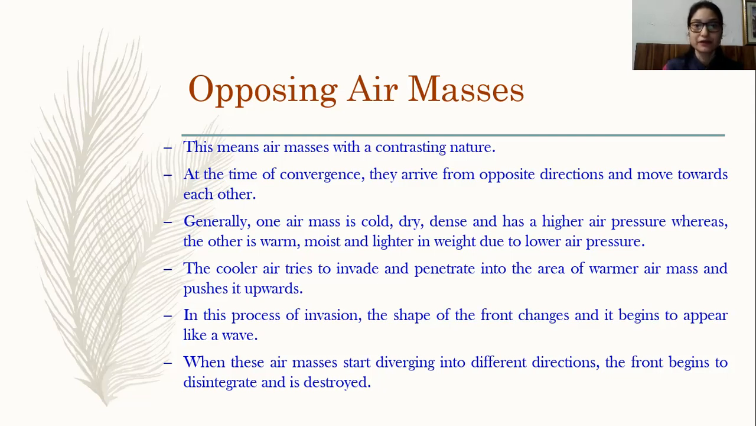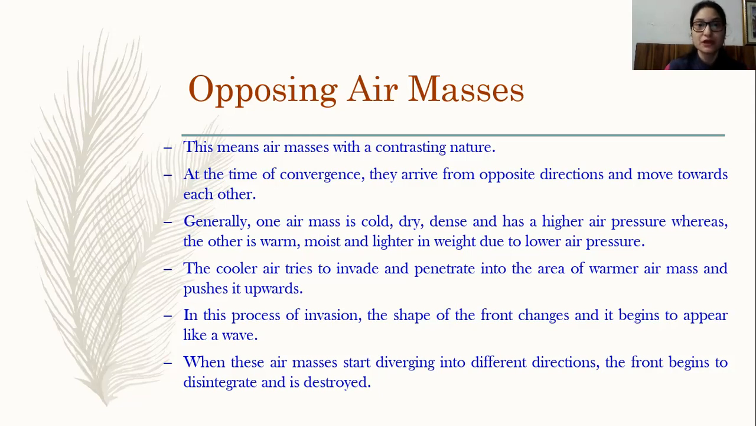Okay, at the time of convergence, they arrive from opposite directions. Definitely one is coming from one direction, the eastern direction, another is coming from the western direction, or one can be coming from the north, another can be coming from the south. So these are the different directions that they come from. This is one thing. Another thing is about the areas they come from.